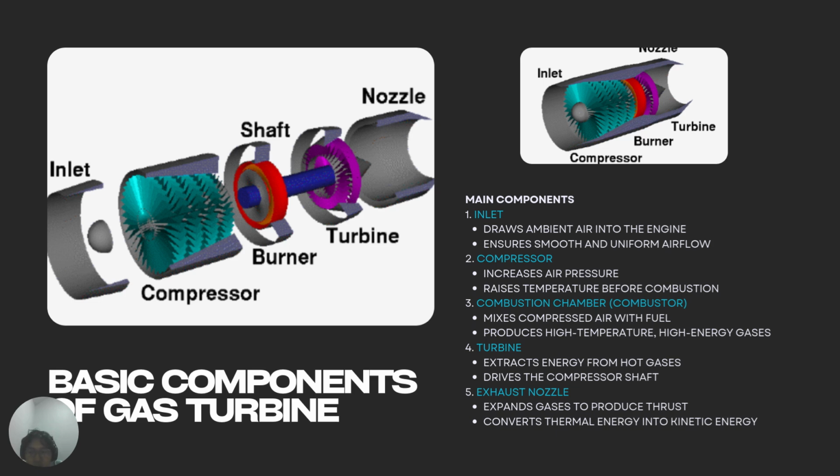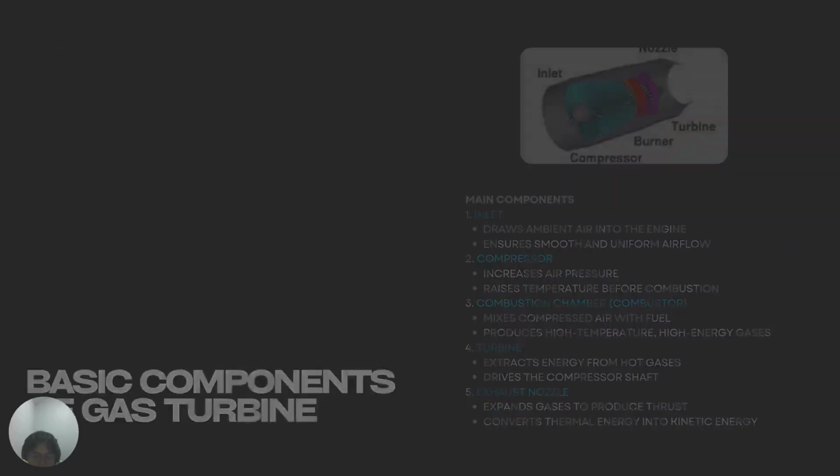Third, in the combustion chamber, fuel is injected and mixed with high-pressure air, producing high-temperature gas. Fourth, the turbine extracts energy from this gas to drive the compressor shaft. And finally, the exhaust nozzle accelerates the remaining gas to produce thrust in aircraft engines, or mechanical shaft power in power plants.